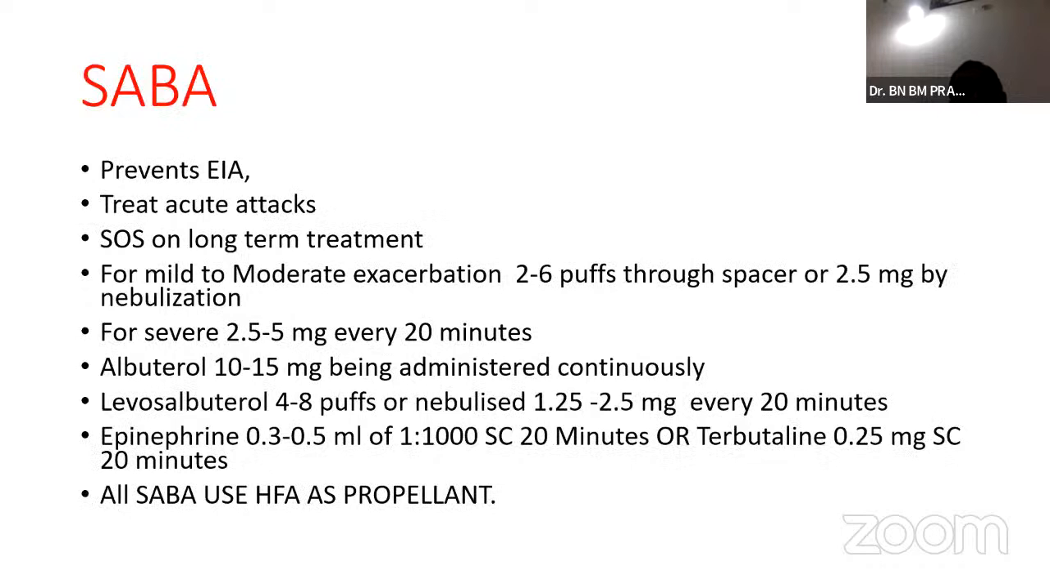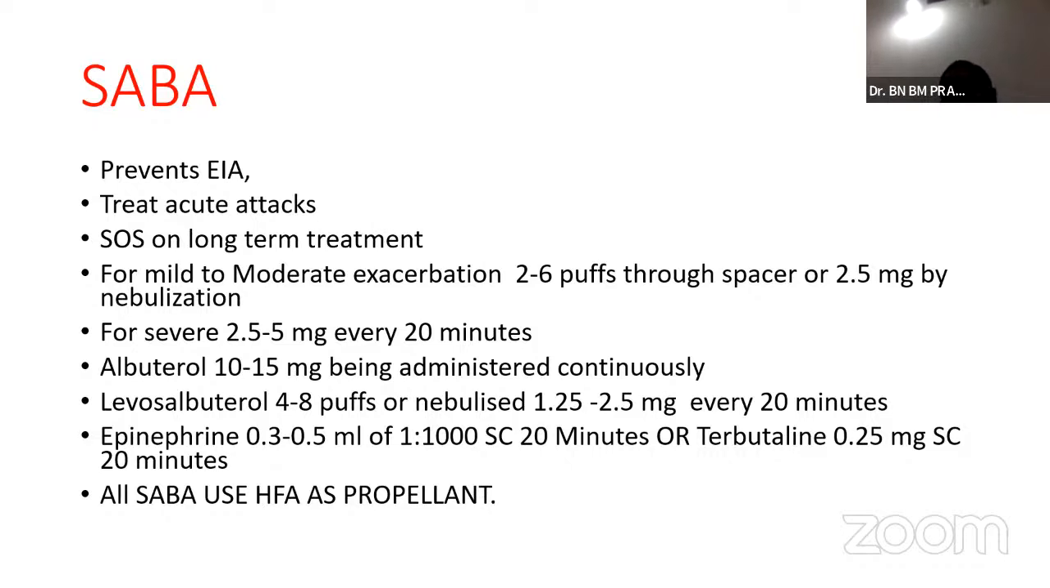So I don't want to go into details of short-acting beta-2 agonists, but in case of an acute severe attack, you can use 2 to 6 puffs of these short-acting beta-2 agonists such as salbutamol, levosalbutamol, with spacers. You can give, and you can repeat it every 20 minutes for 1 hour. Or you give nebulization with 2.5 milligrams of salbutamol, and every 20 minutes you repeat it. And so for severe attacks, 2.5 to 5 milligrams every 20 minutes.